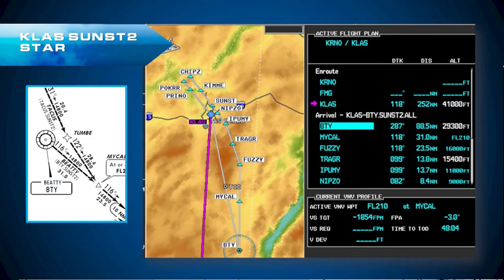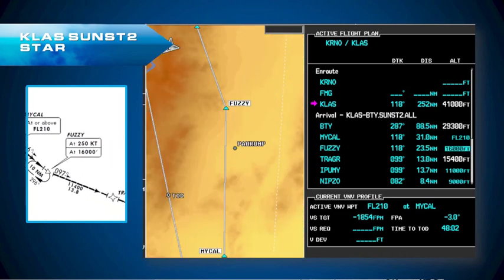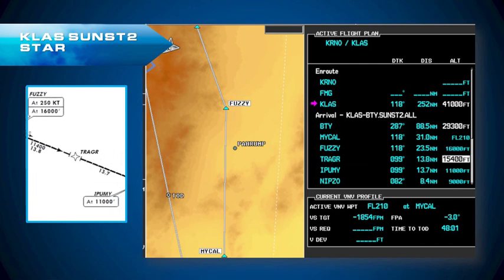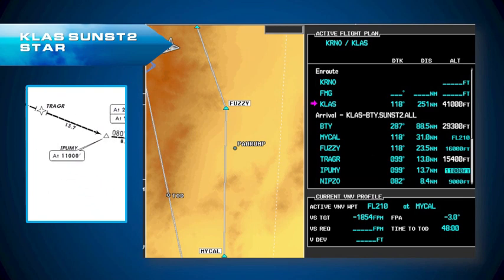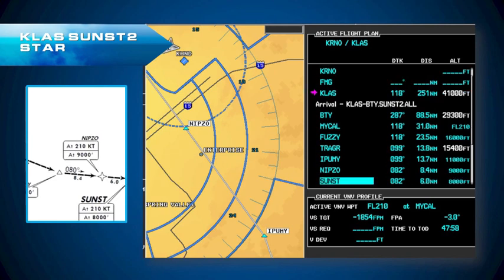So I've got Beatty in white at 29.3. Remember, white sheds light, so I'm fine with that. But I've got MyCal at 210. I've got Fuzzy at 16,000. I've got Traeger in white. Remember, the white sheds light. I'm happy with that. Ipumi at 11,000. That checks. Nipso at 9,000. That checks with the plate. And finally, I've got Sunce at 8,000.